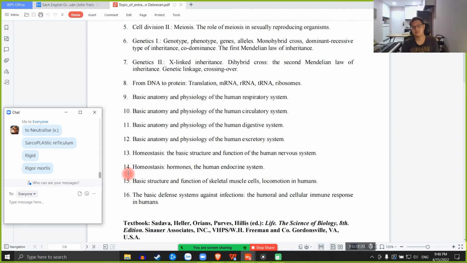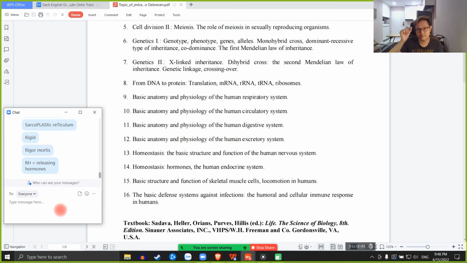Can you repeat? Basically, the hypothalamus is the site that produces releasing hormones, RH. It controls the secretion of the gland below it, which is the pituitary gland.